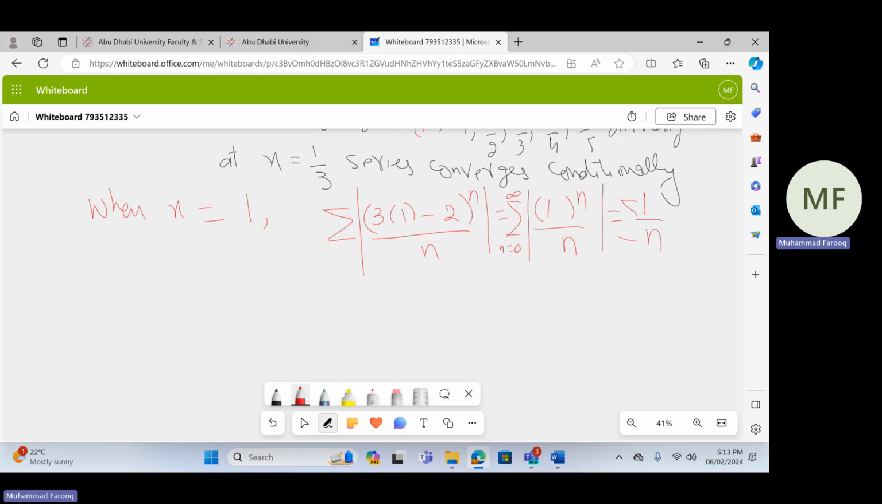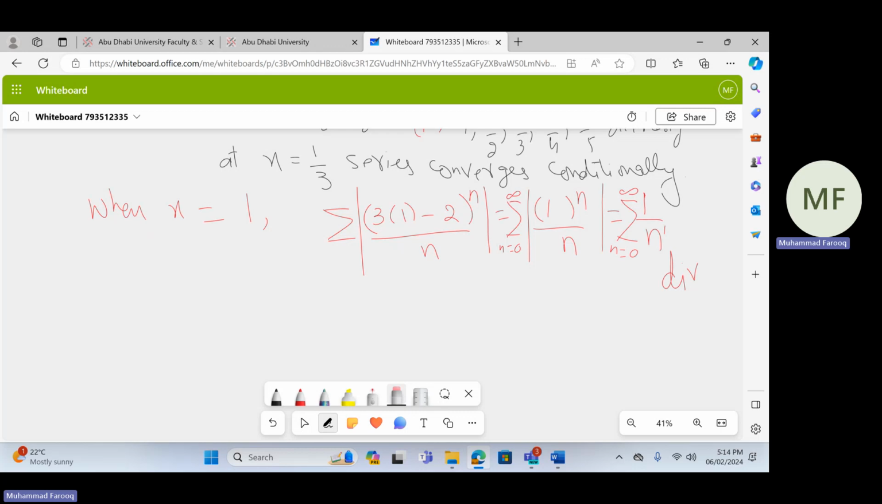This is which series, and give me the decision. 1 over n is a p-series, where p is 1. If p is less than or equal to 1, the series diverges. So with absolute value, the answer is that it diverges. Now, what is the next thing? Without absolute value.